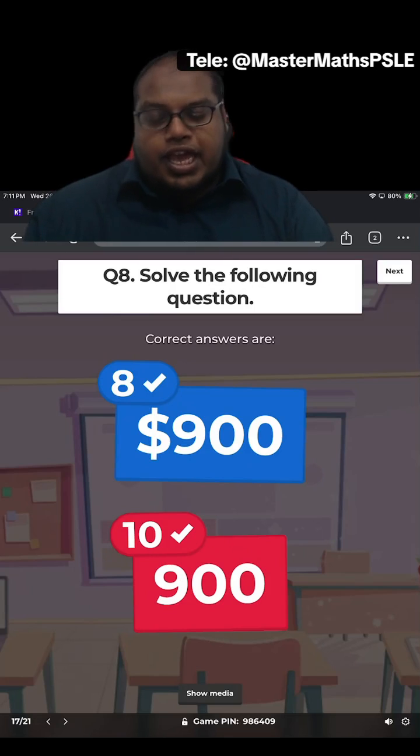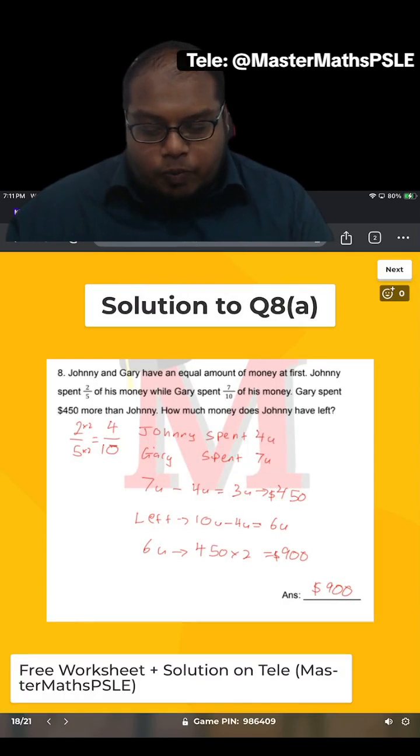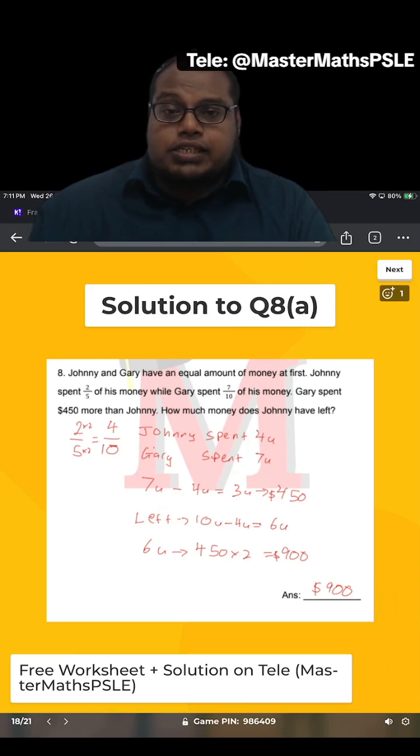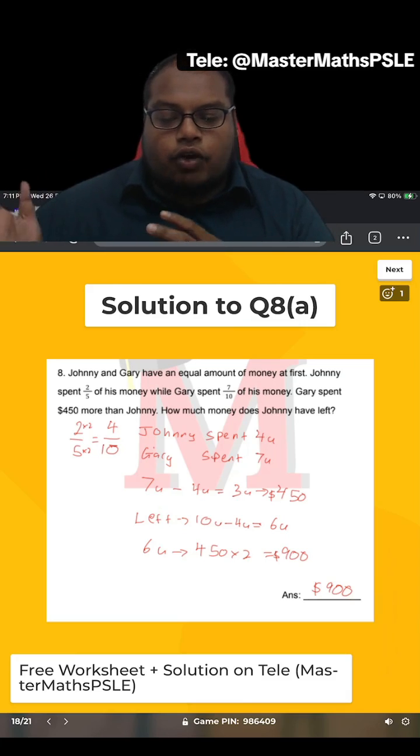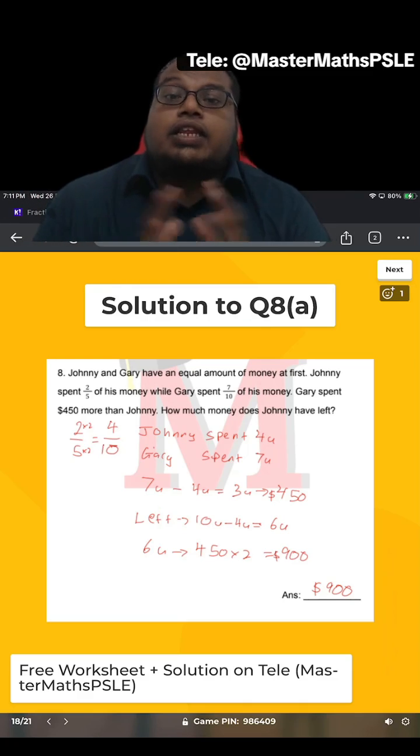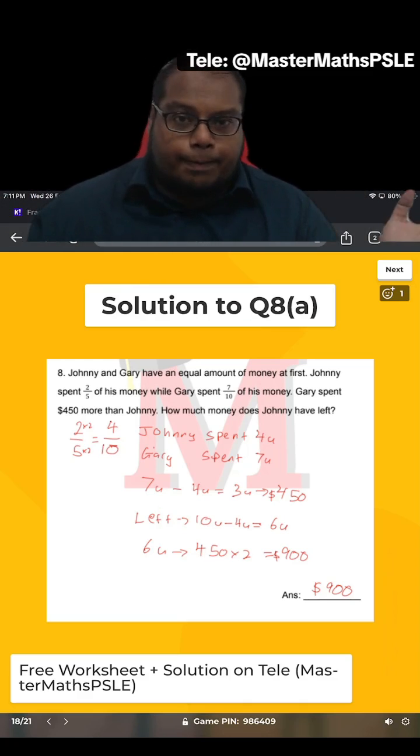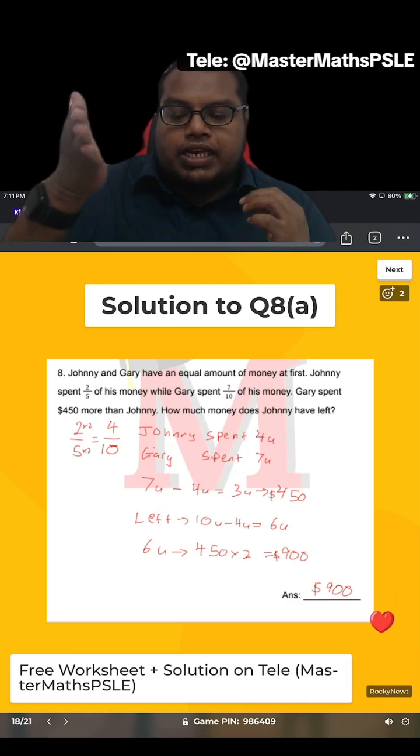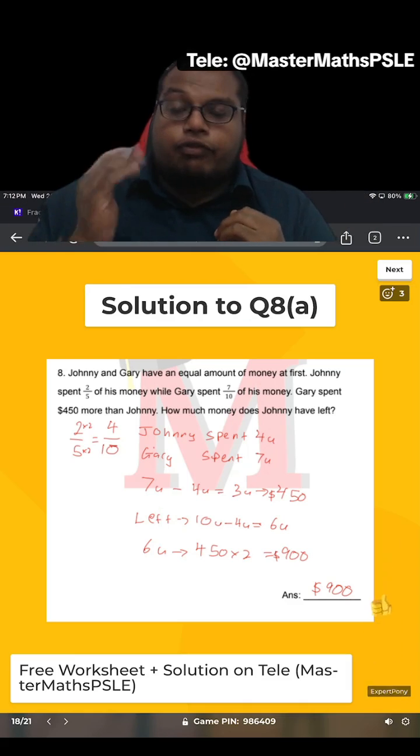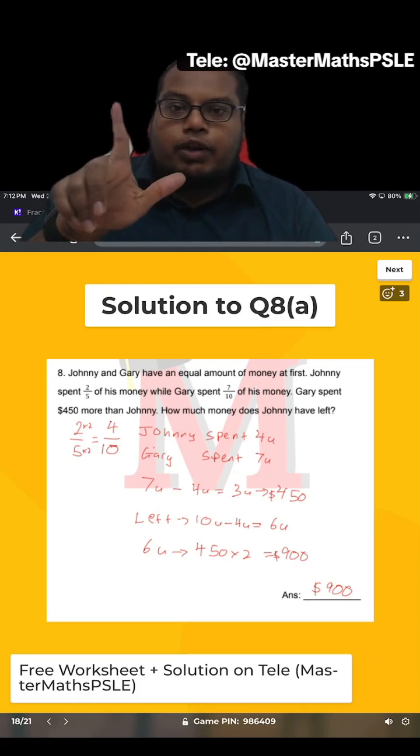Very good. Okay, 18 of you got it correct. So the thing is, when they have an equal amount of money at first, and the fraction spent for Johnny is 2/5 and for Gary is 7/10, the denominators are their money, right? So the denominator, we make them the same. 5 times 2 becomes 10. So now, Johnny spent 4 units and Gary spent 7 units. So one is 7, the other one is 4.